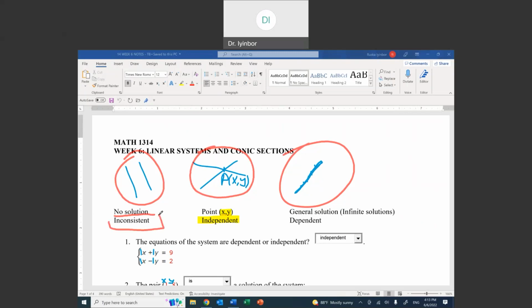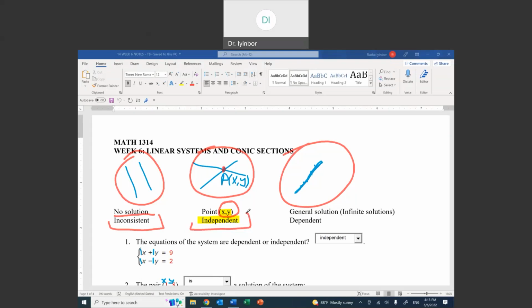In the second case, when you have two lines which cross at one point, the point where they cross is the solution. So the solution looks like the coordinates of a point. The first number is x, the second number is always y. So whenever you solve a system, make sure you have two numbers, one for x and one for y. And when you have one solution, the system is called an independent system.